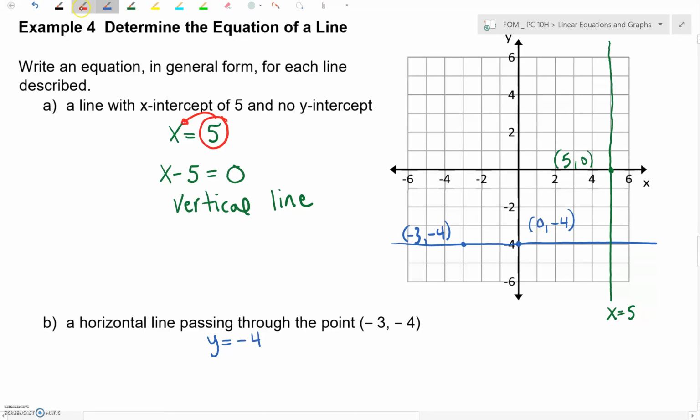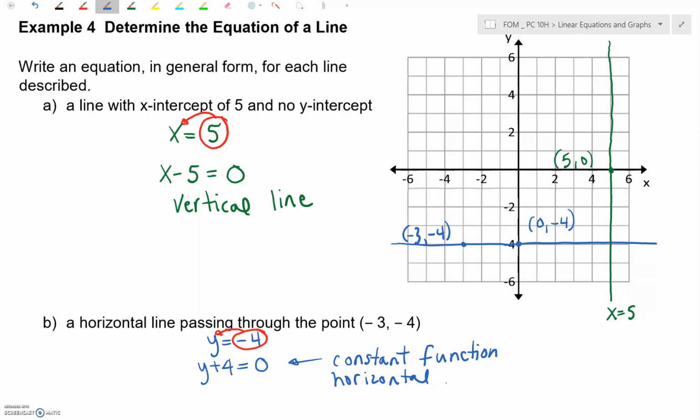Okay, and if we want to write this in general form, we want to move the -4 over to the left. It becomes positive. And set our equation equal to 0. And if you recall from last class, we called this a constant function. Okay, and this gives us a horizontal line. Even if you were not told that this was horizontal, you would know that because it's a constant function.